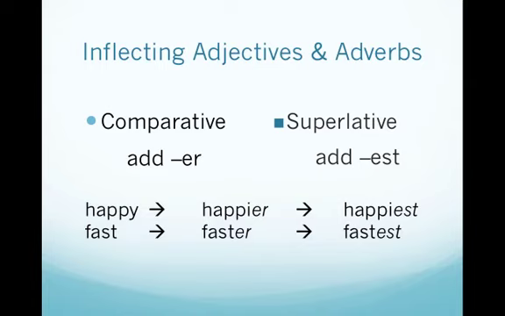So happy, an adjective, but you can be happier or you can be happiest. Fast is an adverb. We can inflect it for the comparative, faster, or the superlative, fastest. This is one way to figure out, do you have an adjective or an adverb instead of a noun or a verb? Basketball is a noun. You generally cannot say basketballer and basketballest.